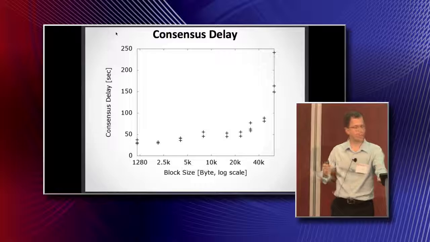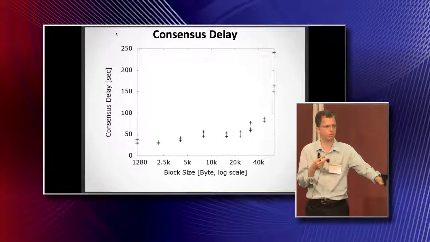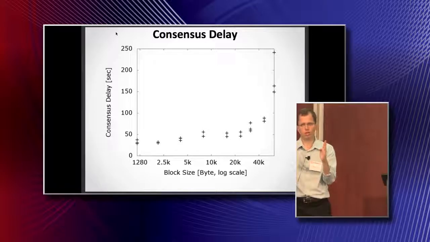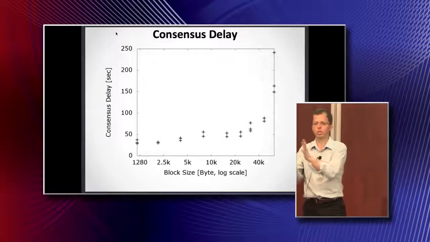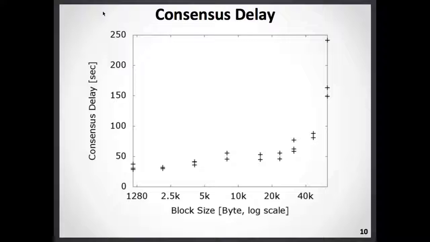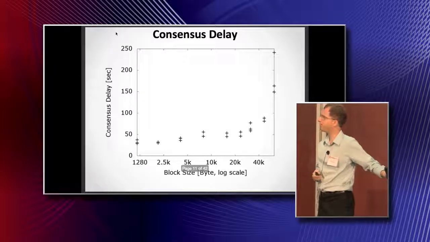But as we increase block size, and this is the second type of experiments I'll present, we have now a block every 10 seconds. Again, this is quite short. And we increase the block sizes that are generated every 10 seconds. And here you see that as you increase block size, the consensus delay goes way up, and it grows quickly. This is bad. So we're trying to improve bandwidth, and this is what happens to consensus delay.